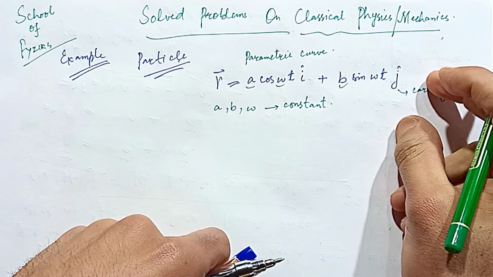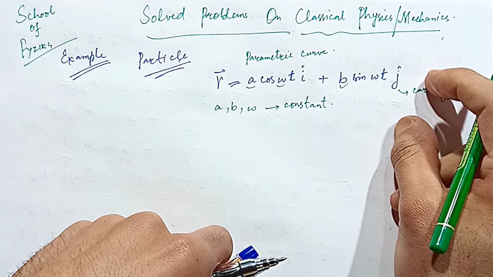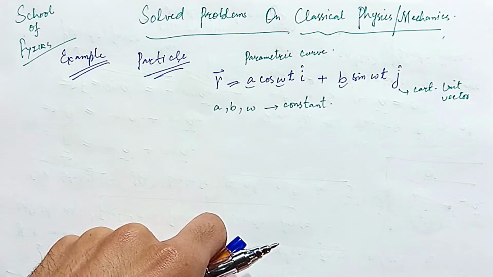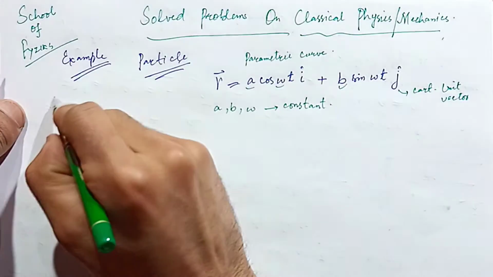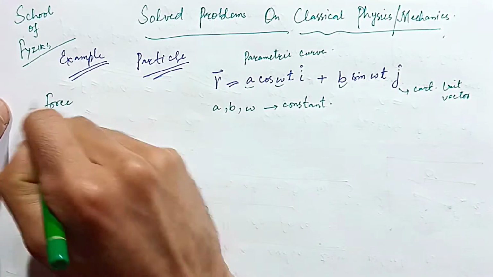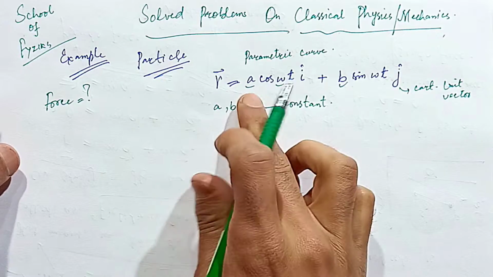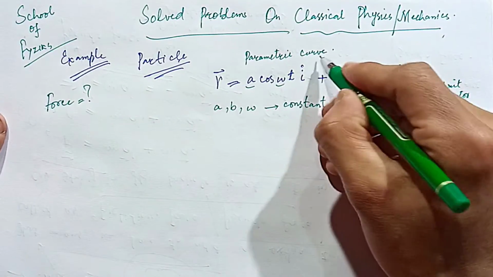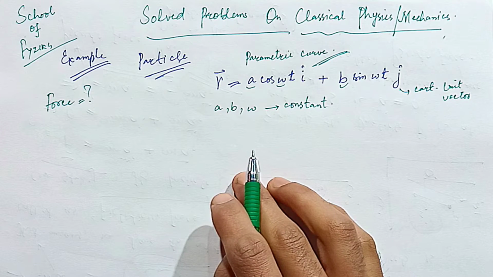If there is a k component also, that is a component present along the z-axis, that means the motion would have been in 3 dimensions, but here it is only along 2 coordinates. That means the motion is 2-dimensional only. So in that case we have to find the force and comment upon the type of force acting on this very particle if it is moving along this parametric curve. So motion is given along this very curve. We have to calculate its force and discuss what kind of force it is.